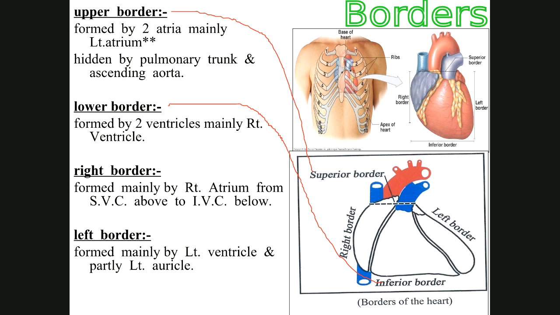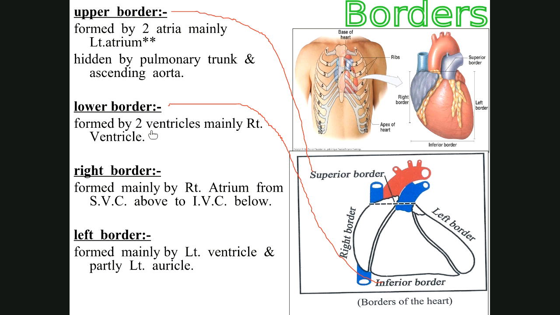Okay, the upper border, always remember, you have the vessels there. It is formed mainly by the left atrium, and it is covered by what? Hidden means covered. So it is covered by the pulmonary trunk, this one is the pulmonary trunk, and this is the ascending aorta. So these are there in the upper part or superior border.